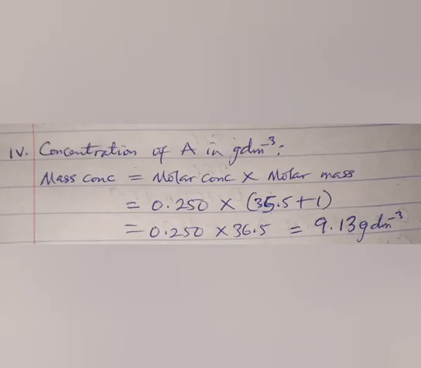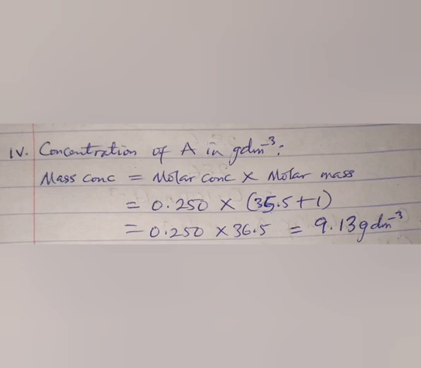In this fourth question, I'm to calculate the mass concentration of A in grams per dm cube. Don't forget the unit of mass concentration is gram per dm cube. So you can see now I can use the formula mass concentration equals molar concentration times molar mass. Why? Because I have the molar concentration and it is very easy to calculate molar mass too. Then I'll multiply them.